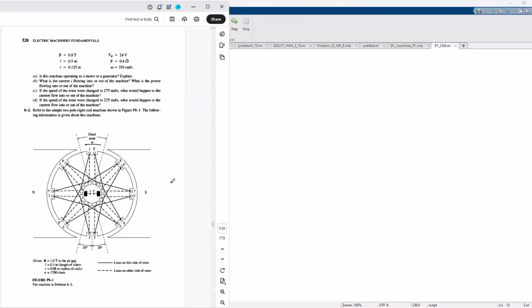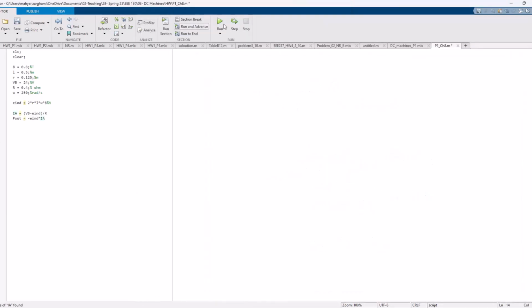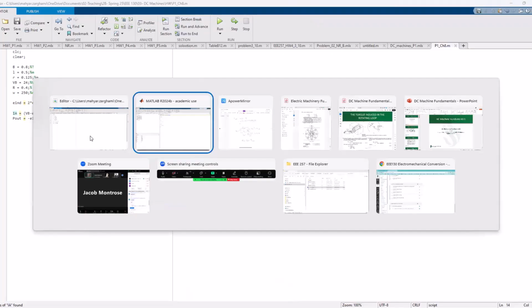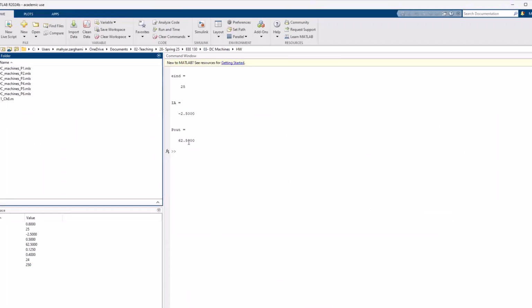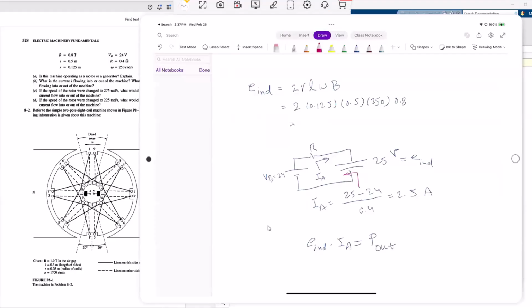What was the second part of the problem? Part B: what is the current flowing into or out of the machine? What is the power flowing into or out of the machine? E induced times IA is the power out of the machine, right? So I write it here as P going out of the machine. Since the power going out of the machine is positive, this is another proof that your machine is working as a generator. Or, because this is a generator now, I'm going to change the direction of current. Take it this way.